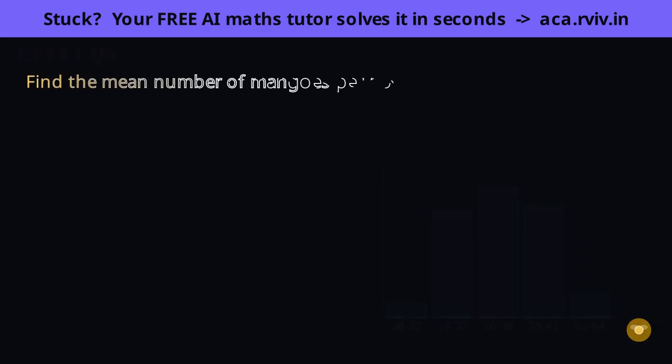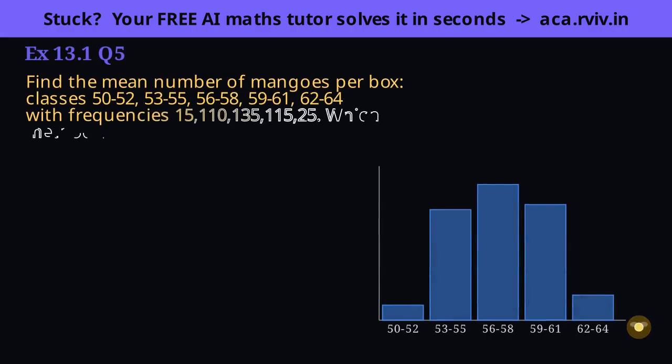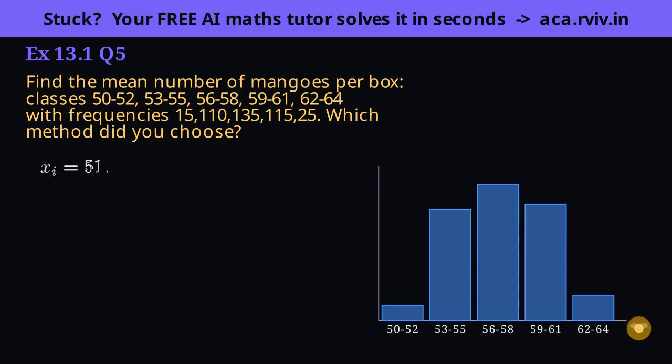Inclusive classes like 50 to 52. For the mean we can use their given midpoints as is, then step deviation. Notice these are inclusive classes, 50 to 52, 53 to 55, with little gaps between them. Here's a reassuring fact. For the mean, those gaps don't matter, because each class is still fairly represented by its own midpoint. So take the midpoints directly, 51, 54, 57, 60, 63.